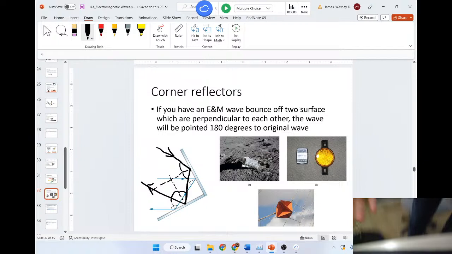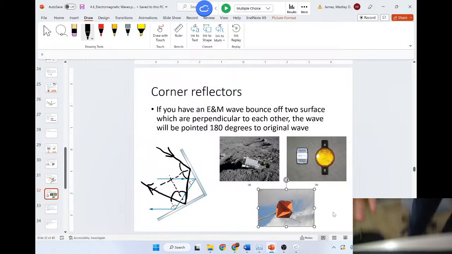Very useful for if you're on the road, you don't know where the car is that's coming at you. Some headlights are higher, some headlights are lower. Are they coming at you this way, this way, this way? No matter what angle they come at you with, the light will bounce directly back. What else is this useful for?